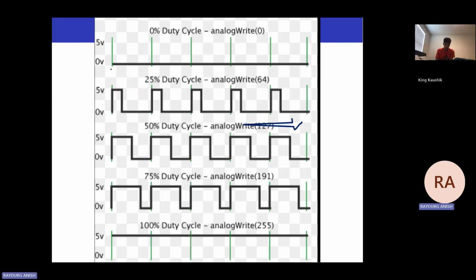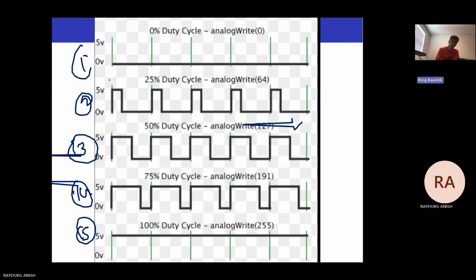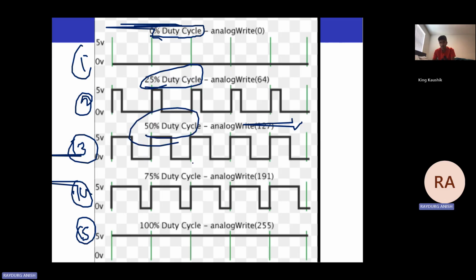Draw the graph as well. First case, second case, third case, fourth, and then fifth. So 0% duty cycle, 25% duty cycle, 50%, 75. Do you want me to write the analog write as well? Yeah, and no need of this. We just concentrate on this thing first.